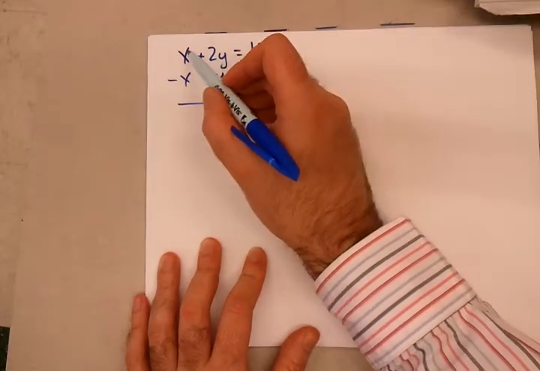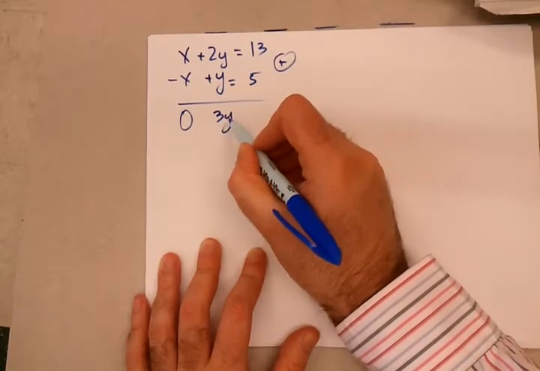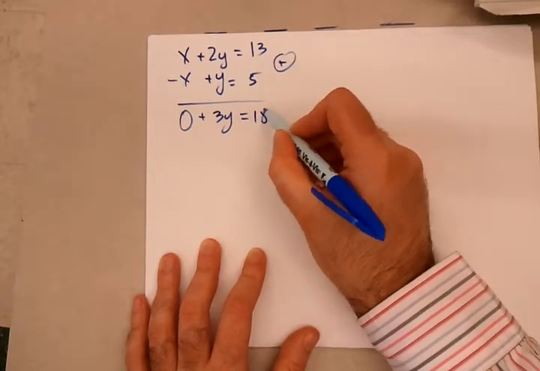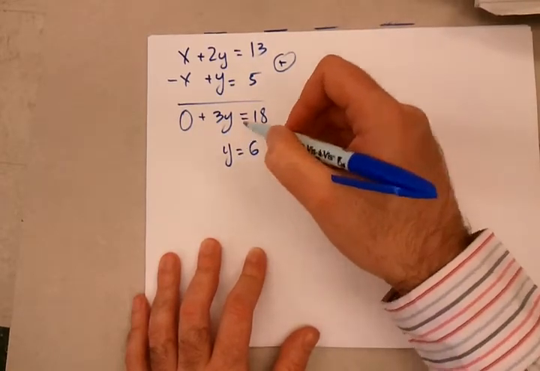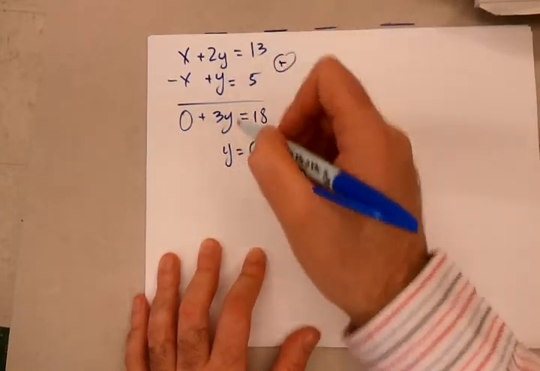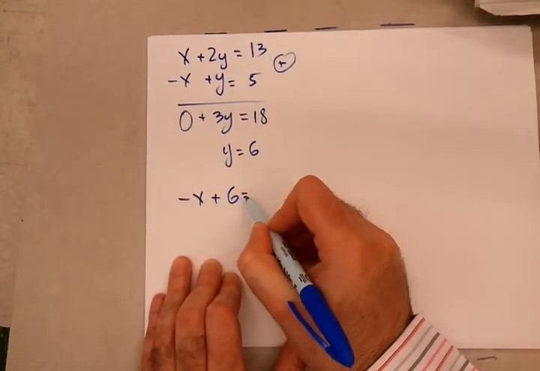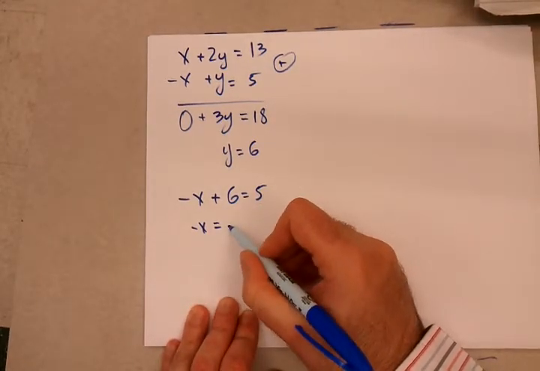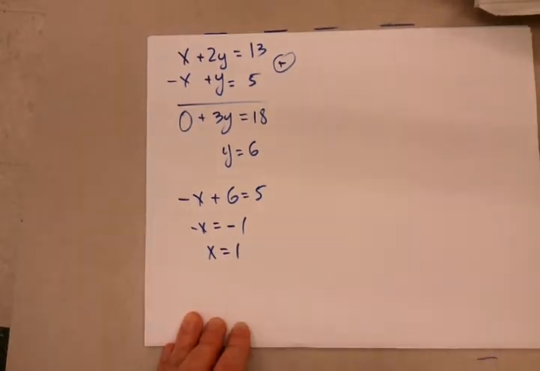So by adding the two together, x plus negative x, that's 0, 2y plus y, that's 3y, 13 plus 5, that's 18, and you divide both sides by 3, and y equals 6. Then you would substitute that 6 in for the y into either one of those equations. For example, if I substituted it into the bottom one, I would get negative x equals negative 1, because I'm going to subtract 6 from both sides, and x equals 1. That was a very simple solution.